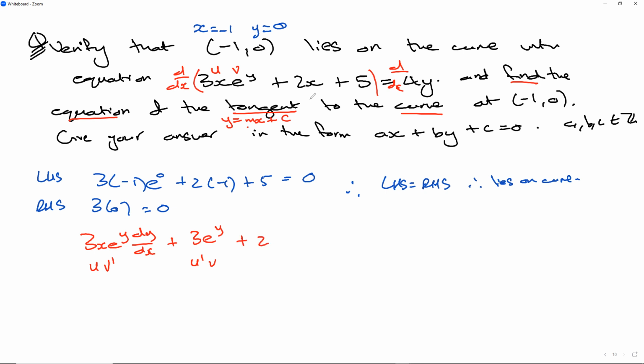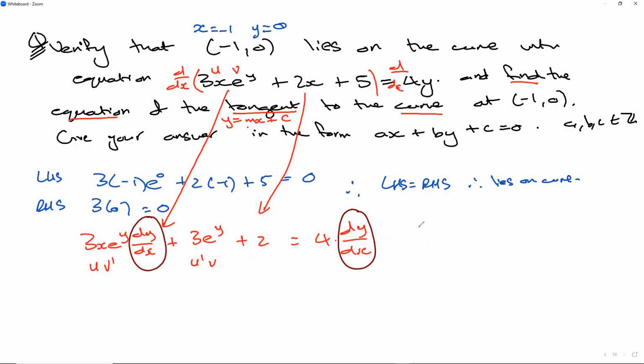Plus 2, the next part. Right, so that's product rule. And then 0 equals 4y will just become 4 times dy dx. And I can see dy dx is in two parts of the equation. It's over here, it's over here. So let's bring it all onto one side of the equation. But before I do that, I'm going to substitute -1 and 0 into this equation, x equals -1 and y equals 0.